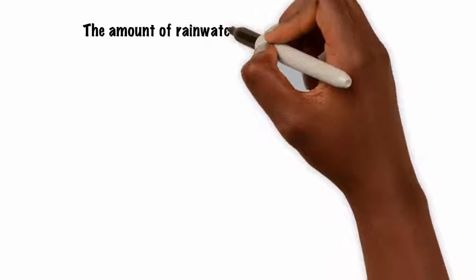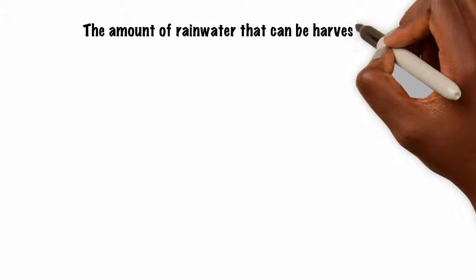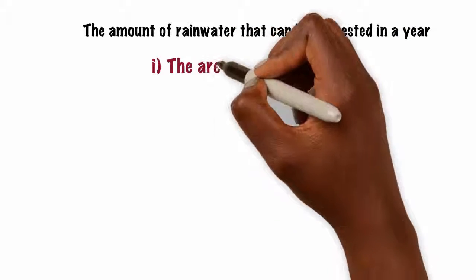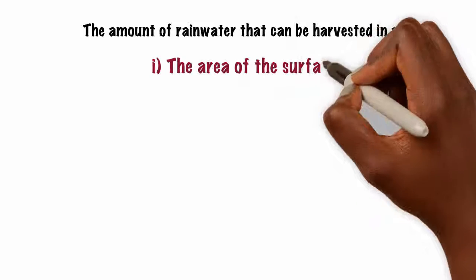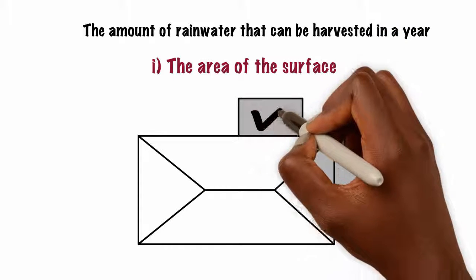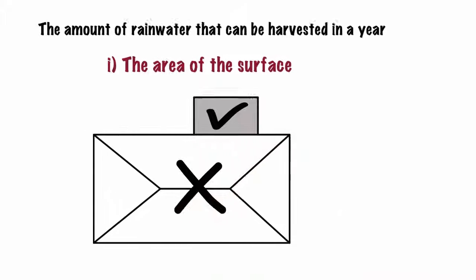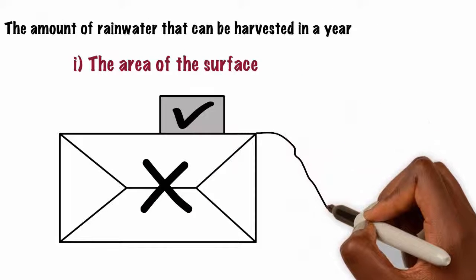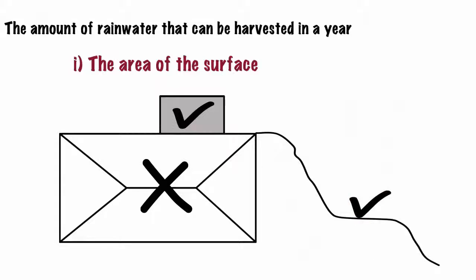In order to calculate the amount of rainwater that can be harvested in a year, one needs to know the following. 1. The area of the surface on which water will be harvested from. For roofs, it is the flat area covering the roof, not the pitched areas. For hilly terrains, it is the flat surface incident area upon which the rain falls.